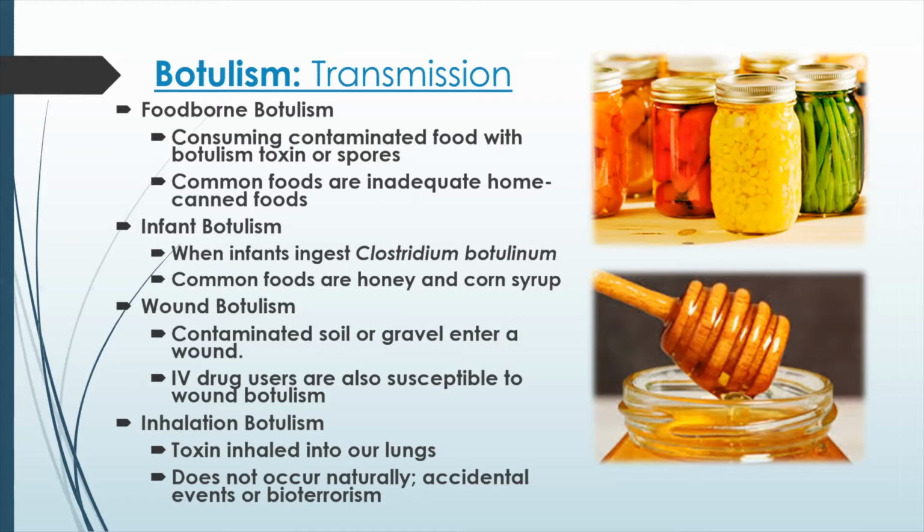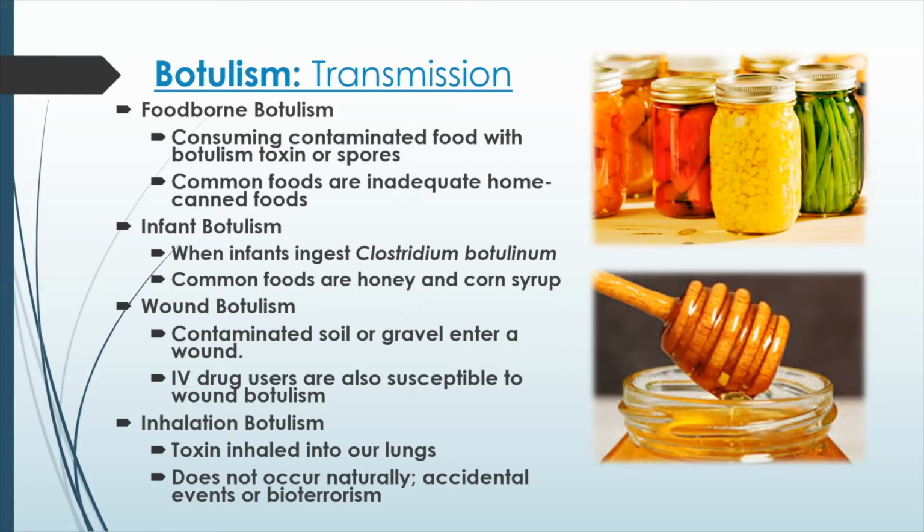All right, so food botulism is spread by consuming contaminated food with the botulism toxin or spores. Common foods that have the botulism toxin or spores in it are inadequate home canned foods. Interestingly enough, the toxin botulism cannot survive on or in foods with a pH level of 4.5 or lower. So you will never be contaminated by botulism from acidic foods, like oranges or any of that type.